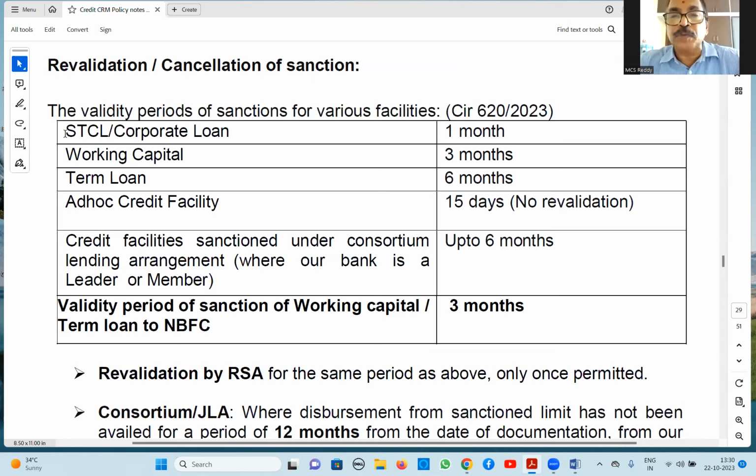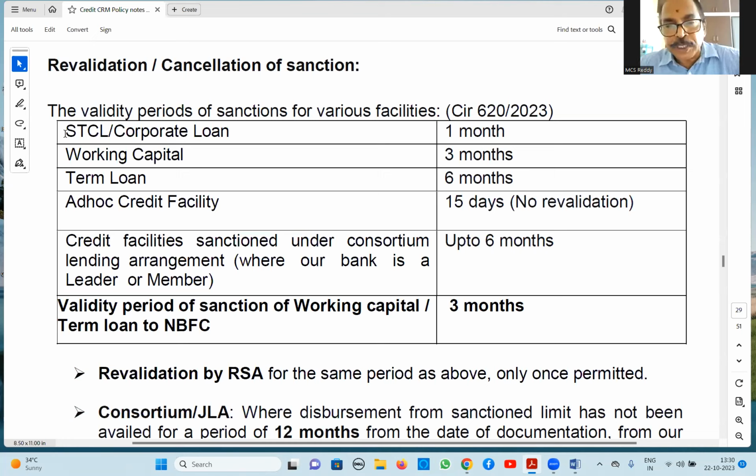After 1 month, it is to be revalidated again. Working capital is valid for 3 months. Term loans are valid for 6 months. Ad hoc credit facility is valid for 15 days. Within 15 days they have to avail it, otherwise it will be cancelled, because for an ad hoc credit facility there is no revalidation. And then, credit facility sanctioned under consortium lending.